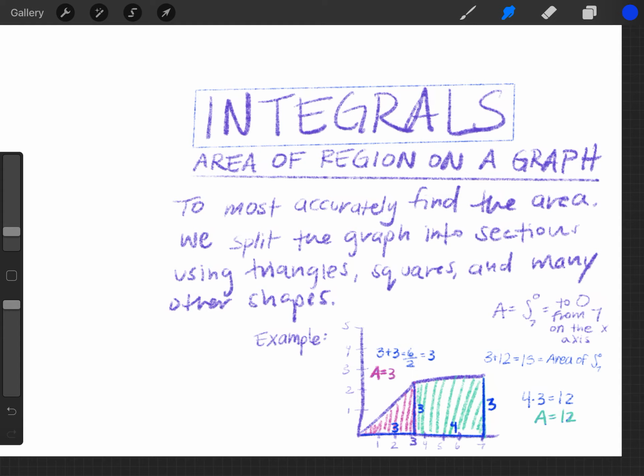And then once you want to find the region of the whole line, you add those two areas together to find the whole.